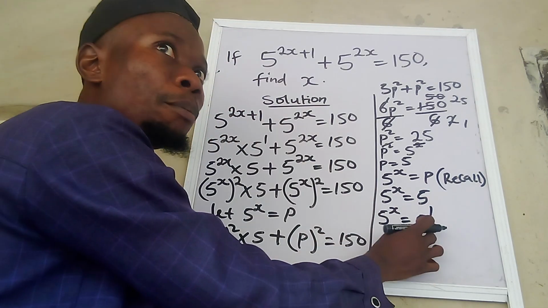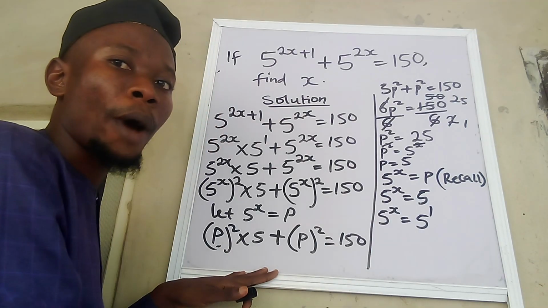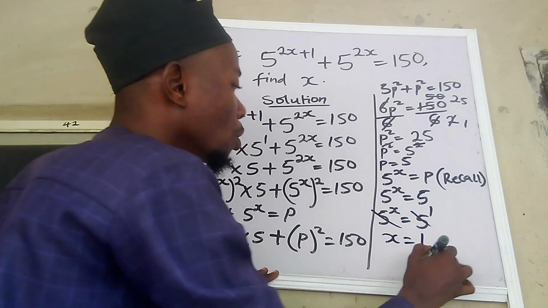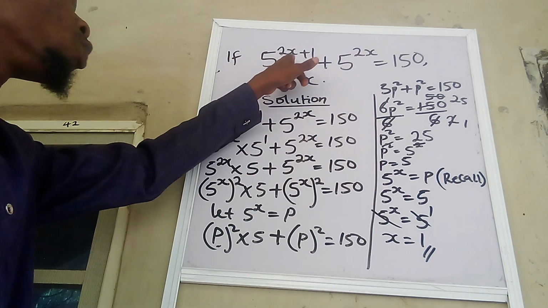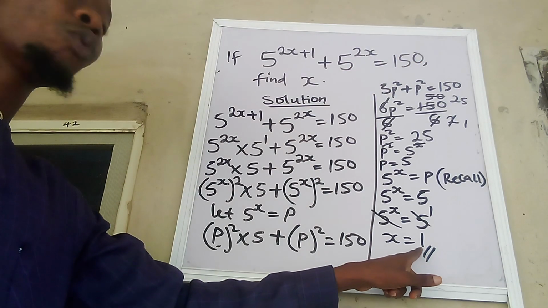Now they have the same base. So what happens then? We now equate the powers. So the power is x, and x is equal to 1. So that means the value of x in this equation, 5 raised to power 2x plus 1 plus 5 raised to power 2x is equal to 150, is 1.